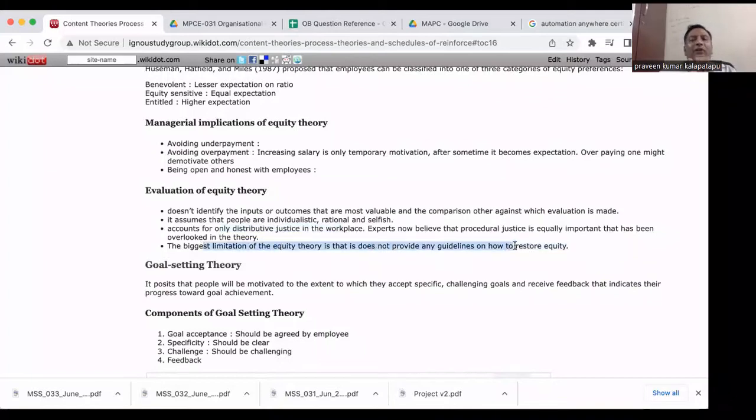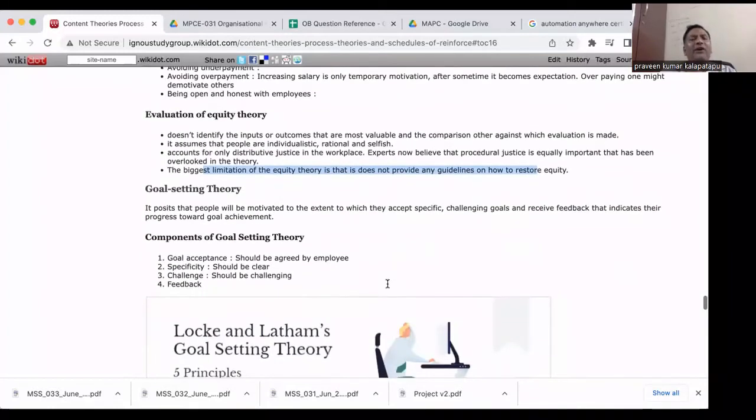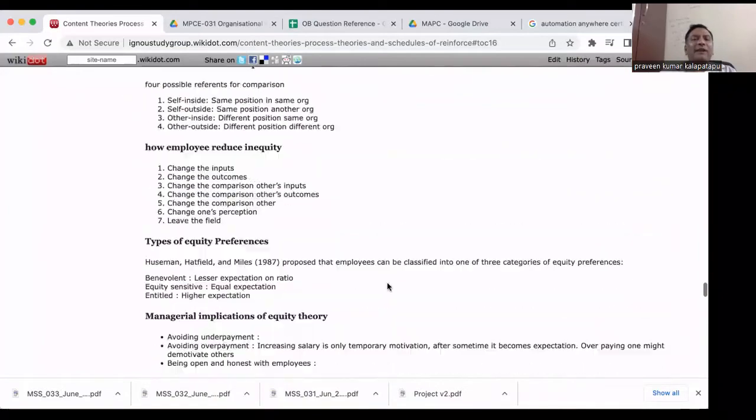And it does not talk about how to restore the equity. So it does not say, if there is an inequity, a mismatch, how to restore it, what you need to do to reduce this inequity. It does not talk about that. Right? So that is equity theory.